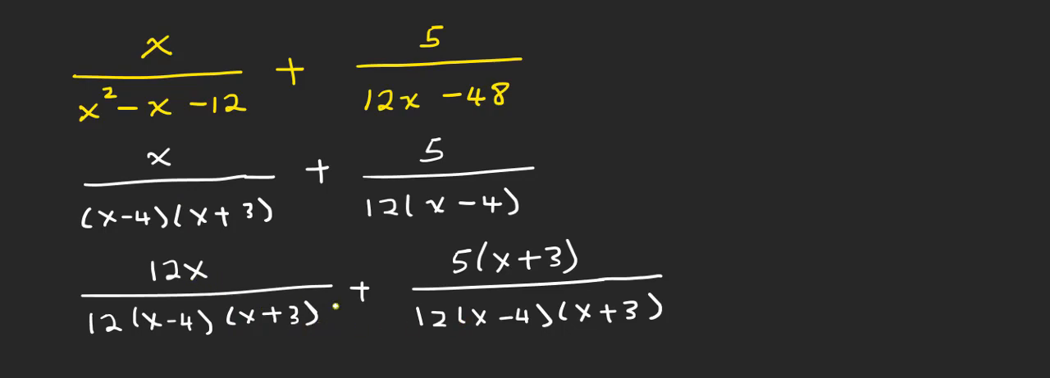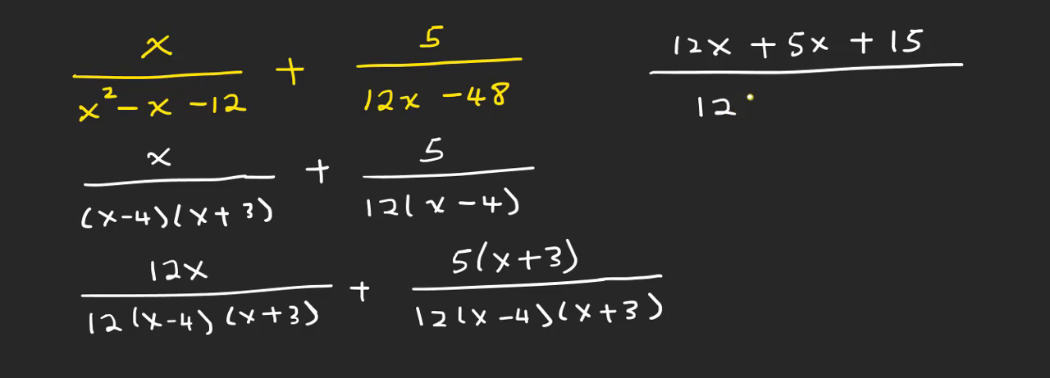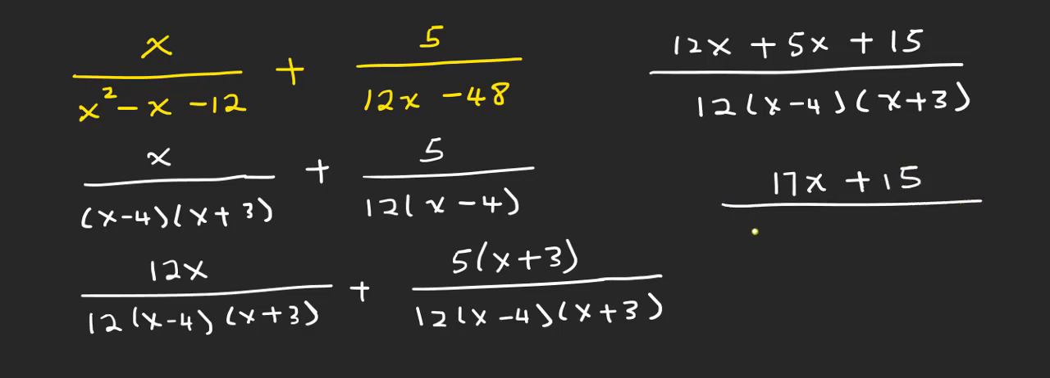So what do you do now? 12x plus 5 times the quantity x plus 3, which will be 12x plus 5x plus 15 all over 12 times the quantity x minus 4 times the quantity x plus 3. And you add up the like term, you get 17x plus 15 all over 12 times x minus 4 times x plus 3. And you could leave your answer like this. You don't have to multiply this out.